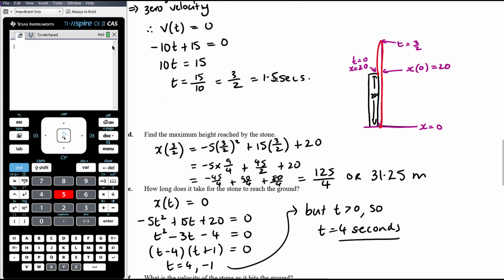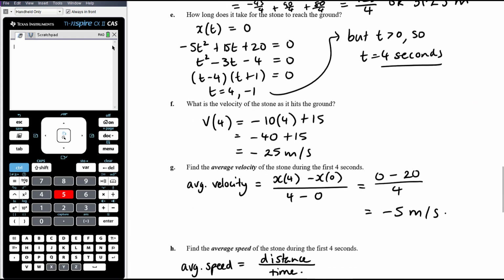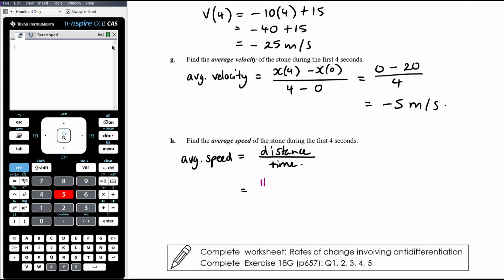So we know that at the turning point, that displacement was 31.25 meters. It goes from 20 up to 31.25, so that's 11.25, and then it drops the 31.25 meters down to the ground. So the distance is going to be 11.25, which is the travelling up to the turning point, plus 31.25 as it travels down to the ground in the first second over the 4 seconds.